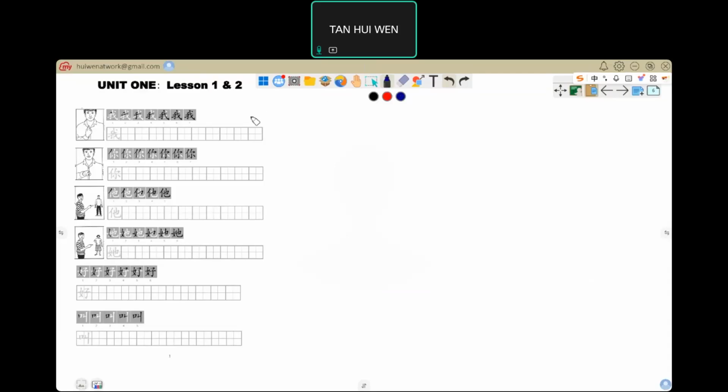The first one is 我. This is 我. 我 is me or I. So you write a 我. You can imagine 我 is like a person dancing. So like this stroke, please pay attention to the direction. Okay, this is 我.